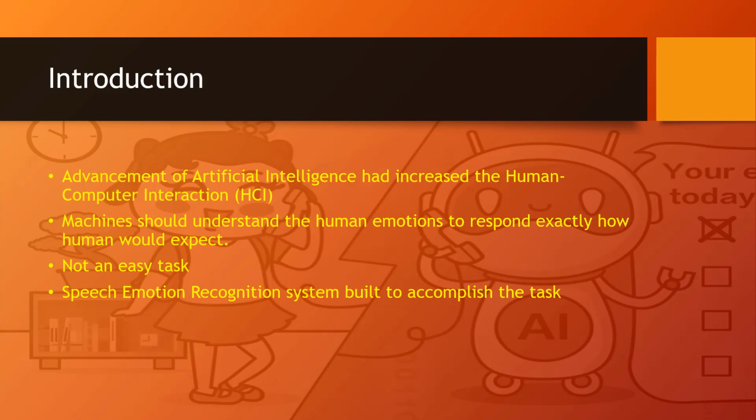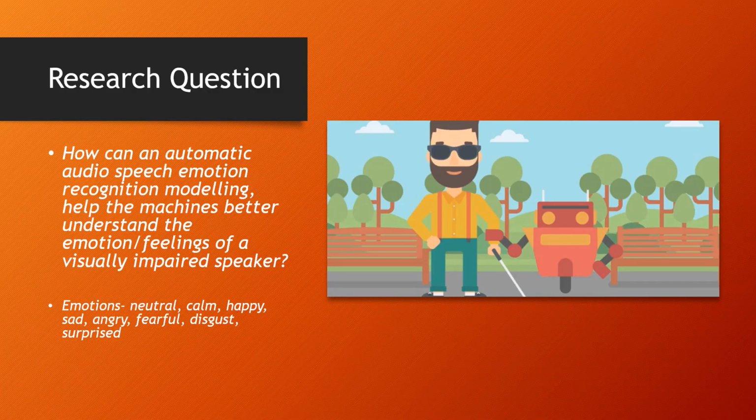Also, such a model can be extremely useful in robots or machines which are used to assist blind or visually impaired people, as they can interact with the machines only through their voice. My proposed research question is, how can an automatic audio speech emotion recognition model help machines better understand the emotion or feelings of a visually impaired speaker?